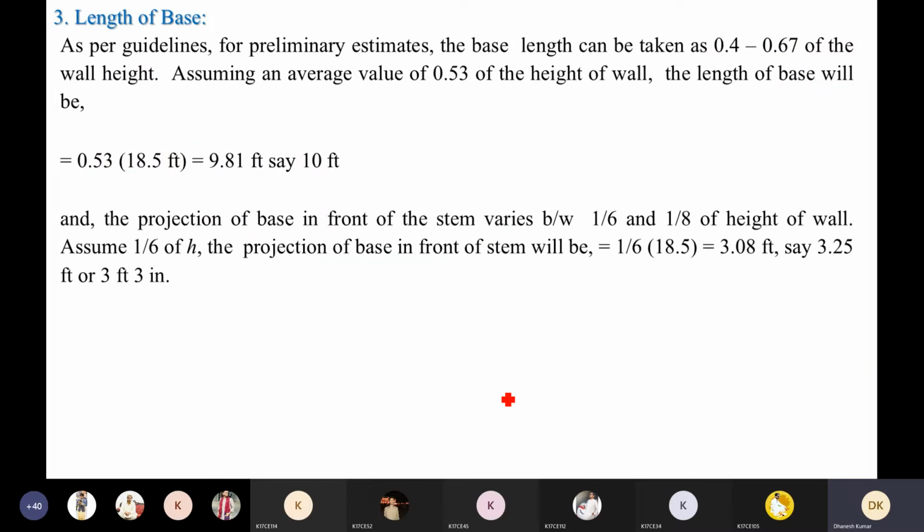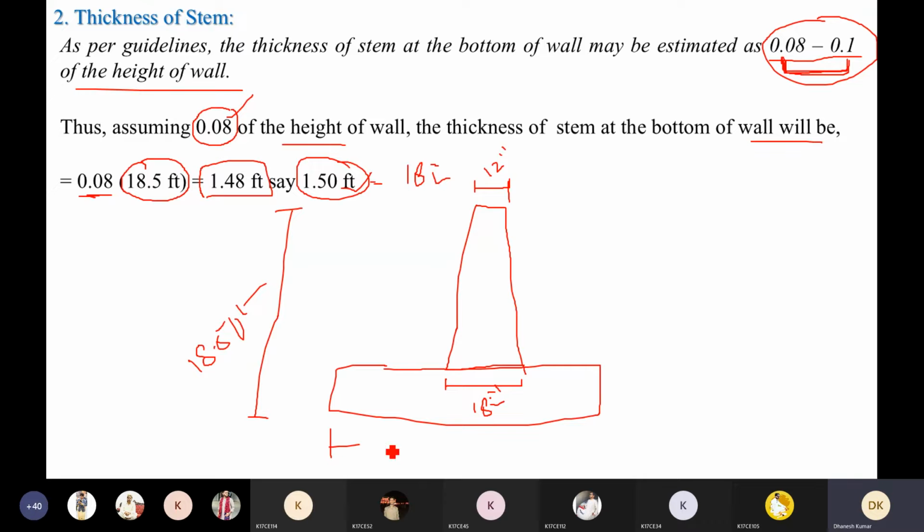Now going towards our third guideline for the retaining wall, that is the length of the base. That base, that is this one, what the total length should be.